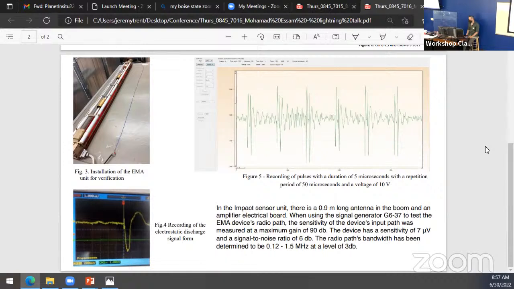When using the signal generator G637, we tested the EMA device radio band, and the sensitivity of the device input was measured at a maximum gain of 90 decibel. The device has a sensitivity of 7 microvolt and a signal to noise ratio of 6 decibel. When checking the sensitivity of the radio band of the EMA device, electrostatic discharges of various nature were generated. For example, in laboratory measurements, a silicon lighter, friction of an ebony stick, or movement of dry sand. I was planning to test it in the field yesterday if I had been able to come, but I hope to do it in the future.